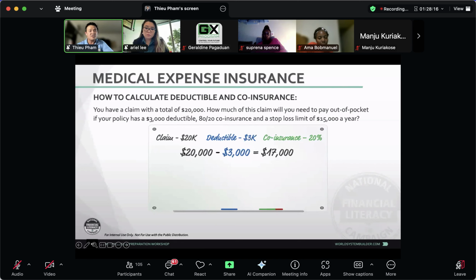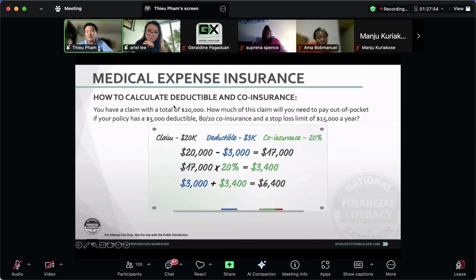So first you take the deductible. 20,000 minus 3,000 is 17,000. And then after that, you apply the 80/20 rule, which is 20% co-insurance. Now your total co-insurance is 3,400. And 3,000 plus 3,400 is 6,400. This is how much you can cap.